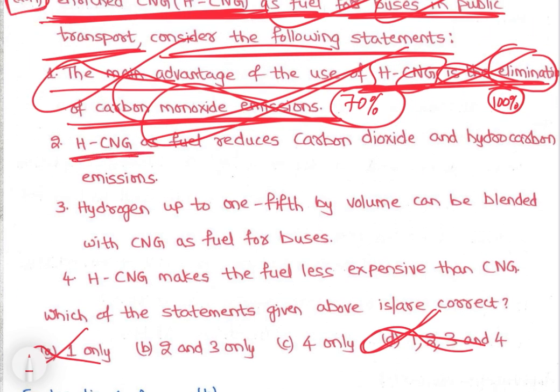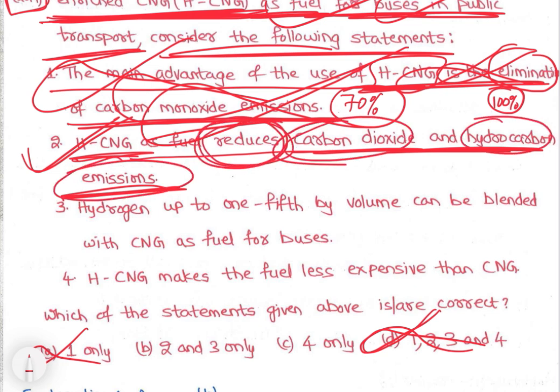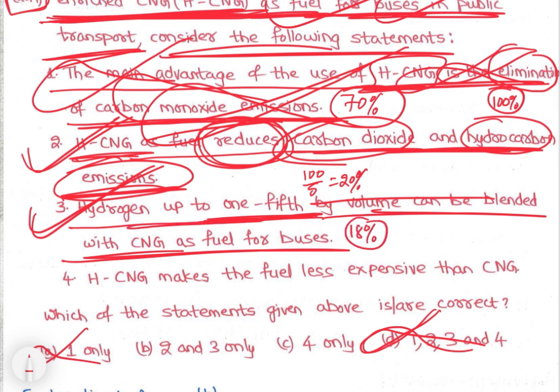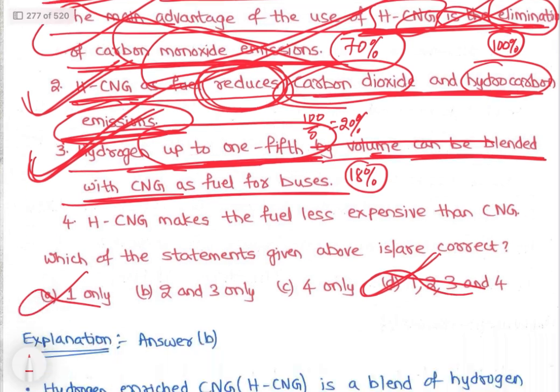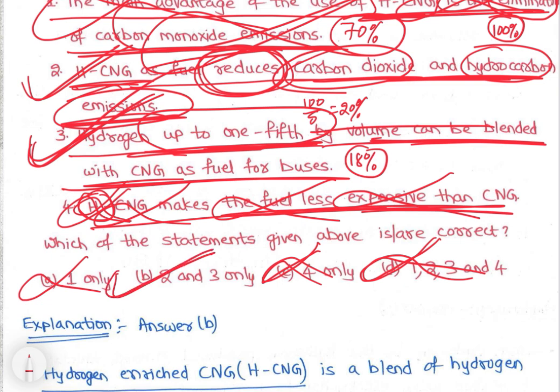HCNG as fuel reduces carbon dioxide and hydrocarbon emissions. Yes, it is correct. It reduces CO2 and hydrocarbon emissions a little too. Hydrogen up to 1/5 by volume, that is 20% by volume, can be blended with CNG as a fuel for buses. Yes, 18% is best. So up to 1/5 can be blended. Yes, it is correct. HCNG makes the fuel less expensive than CNG. No, hydrogen takes time and money to produce, so it is more expensive. So the fourth is incorrect. So options 2 and 3 are correct.